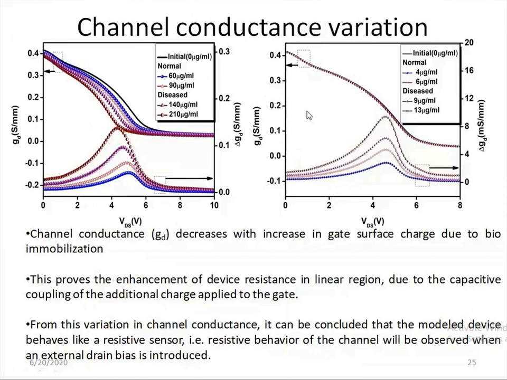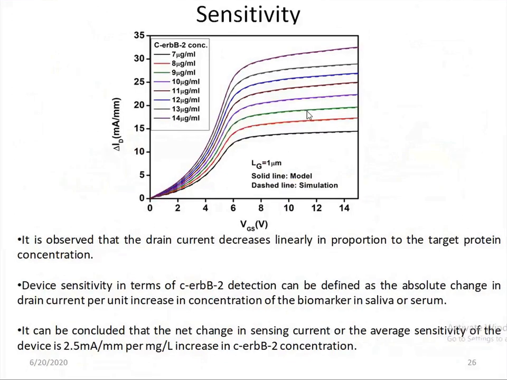Here I have used different parameters of the device like drain current, transconductance, and drain conductance in order to see how the sensor performs. These things were done prior to the fabrication. And then we analyze the sensitivity of the device.